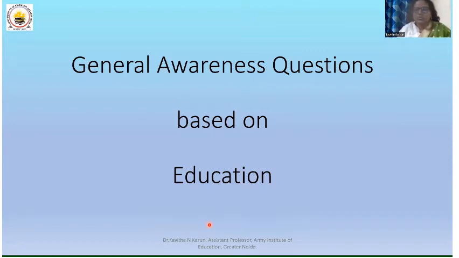As part of the CET training program, today we will discuss some questions related to general awareness based on education. These questions are important for teacher aptitude also, because a teacher must know what all changes have happened in the field of education throughout the years. Let us discuss the questions.